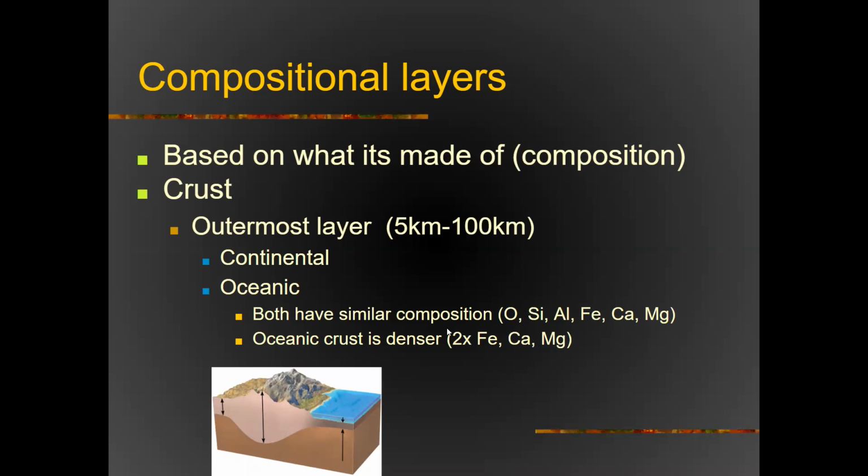So they both have a similar composition. They're both made of oxygen, silicon, aluminum, iron, calcium, and magnesium. The main difference is the oceanic crust is a little bit denser because it has twice as much of the heavier metals like iron, calcium, and magnesium. So again, outermost layer is the crust. This is the compositional layers, what it's made of. This is the least dense layer.